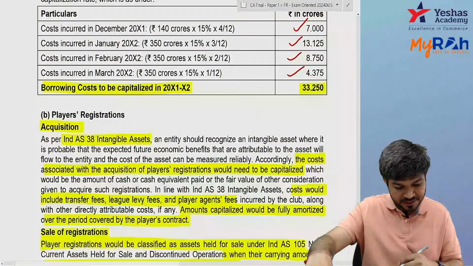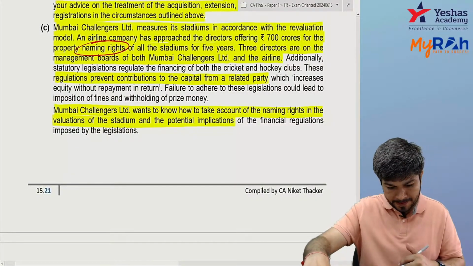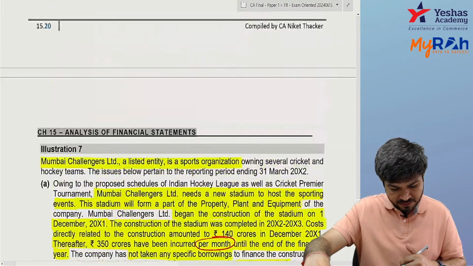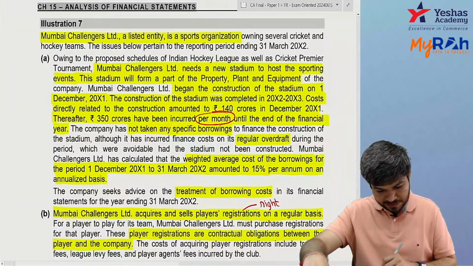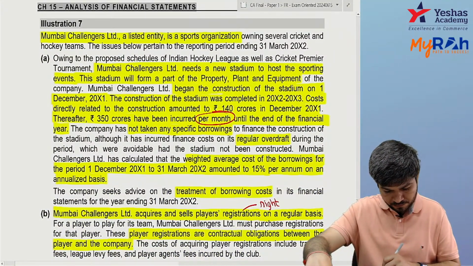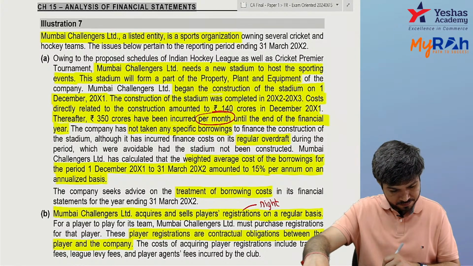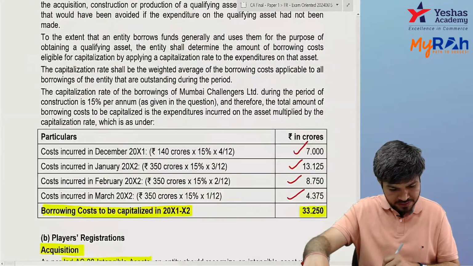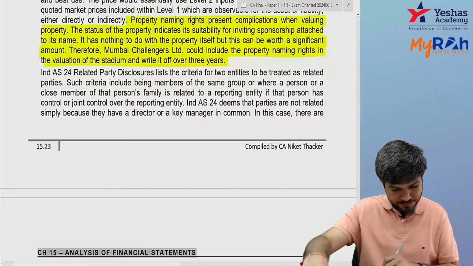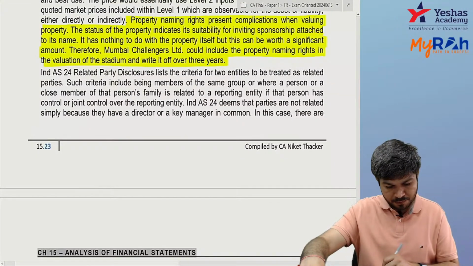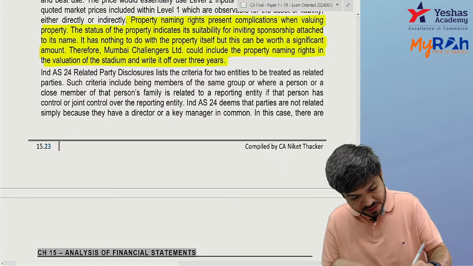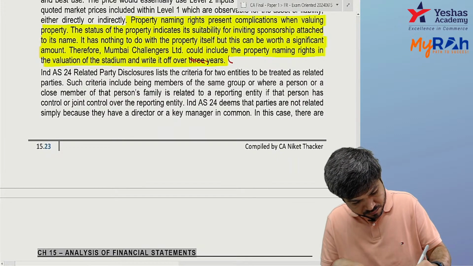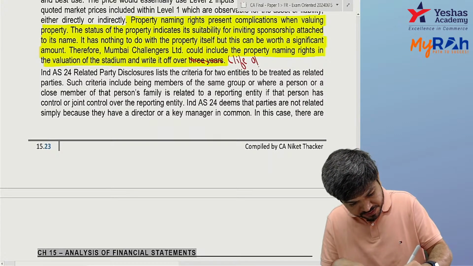Okay, check the life of the stadium. Is it given anywhere? Naming right is for 5 years. The stadium's life is given. No, how did they say you amortize over 3 years? They've written amortize it over 3 years. Okay, amortize it actually over the life of the stadium instead of 3 years.